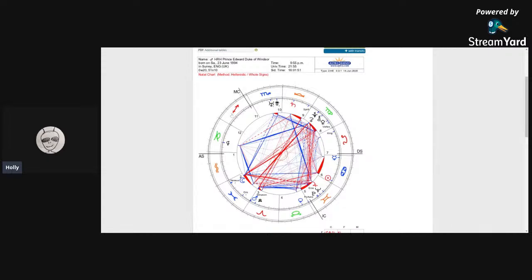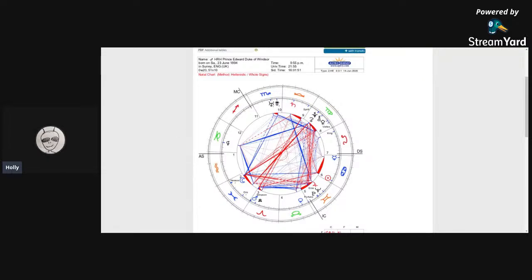The 11th house, which is like the public, the greater community, Sagittarius, which is almost like a global community. And we have here the 12th house of Capricorn.